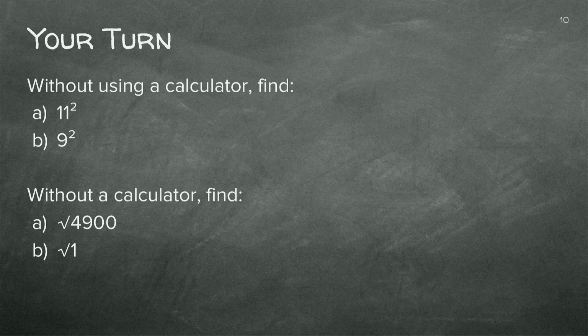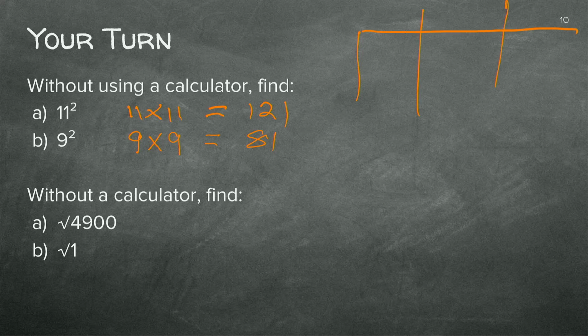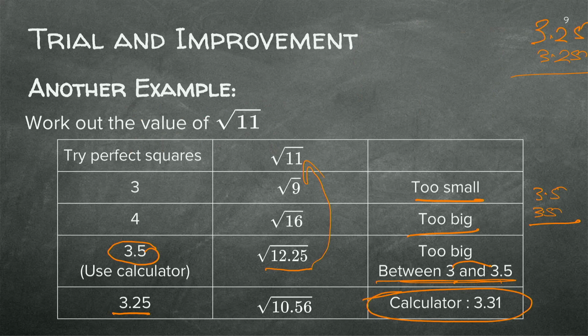11 to the power of 2. What is that? 11 times 11, and that equals 121. And 9 to the power of 2, 9 times 9, and that equals 81. But now they ask us, without the calculator, find the square root of 4,900. So we are going to do our little table that I explained to you in the previous slide, this one, okay?